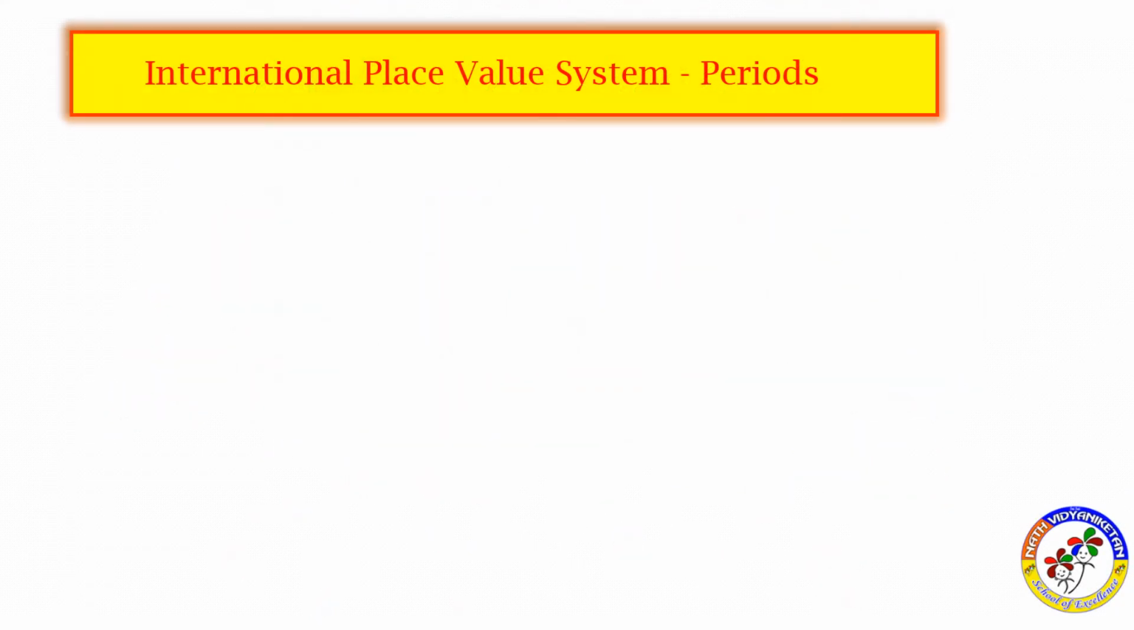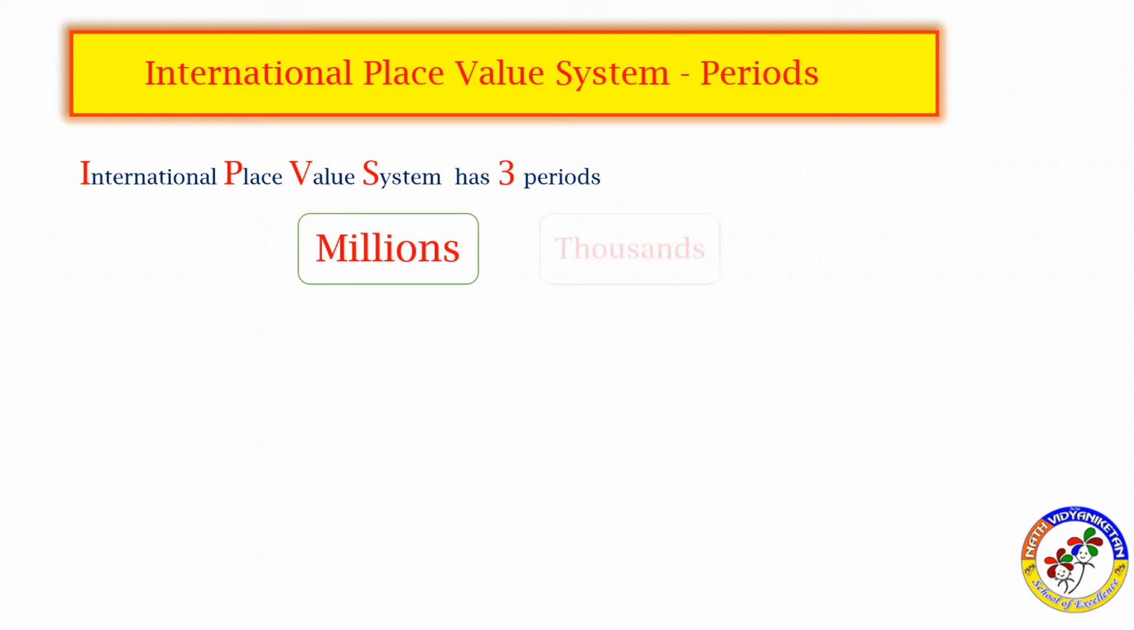So, Indian system చూసుకున్నాం. Now, International Place Value System. It has 3 periods. What is that? Ones, thousands, millions. Ones, O-N-E-S, ones, thousands, millions.